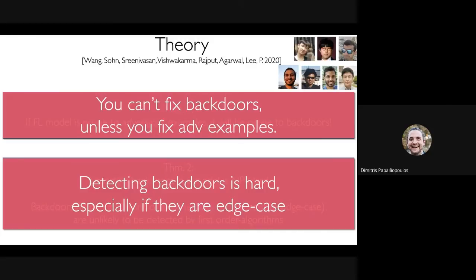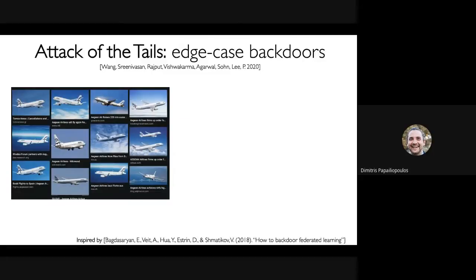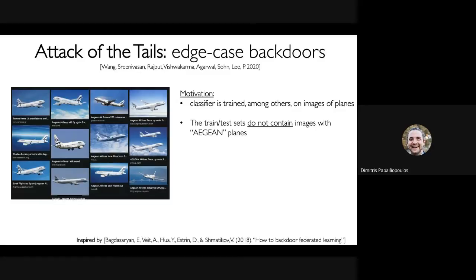Among those backdoors, it seems that those that affect a small subset of the input features are the most effective. And these are the ones that we call edge case backdoors. So this is the attack of the tail. Let me try to motivate this. Let's say that we have a federated trained classifier that, among other things, classifies images of planes. And the train and test sets do not contain any images of an Aegean airplane. Aegean is a really nice Greek airline. But let's assume that you won't find any of those images in the train and test set.